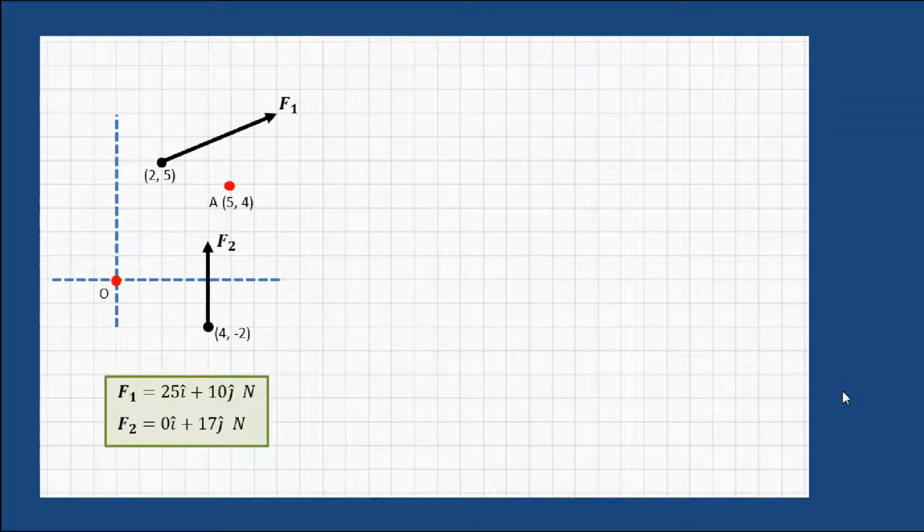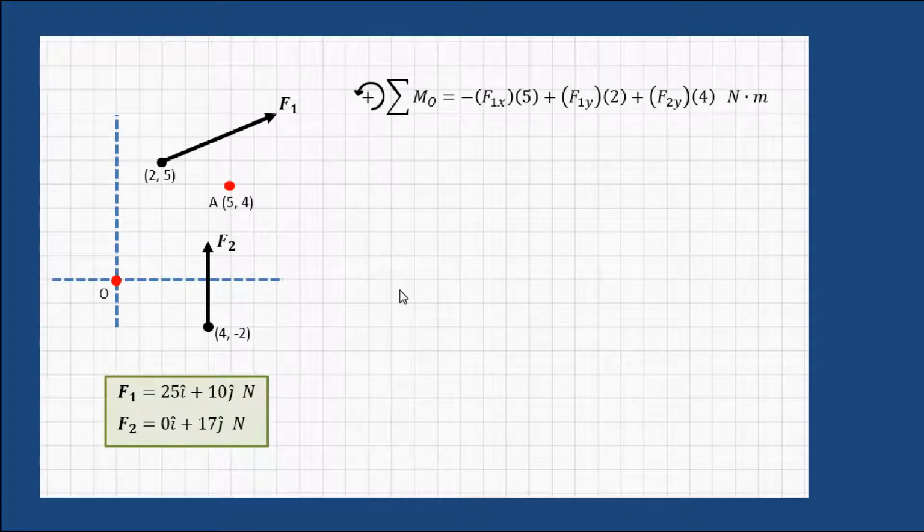As we've seen, the moment produced by a couple, which we refer to as a couple moment, is not dependent upon the point at which the moments are summed about. The situation is not the same for an arbitrary force system, such as shown here. So we have a force F1 and a force F2. Their vector representations are given down here.